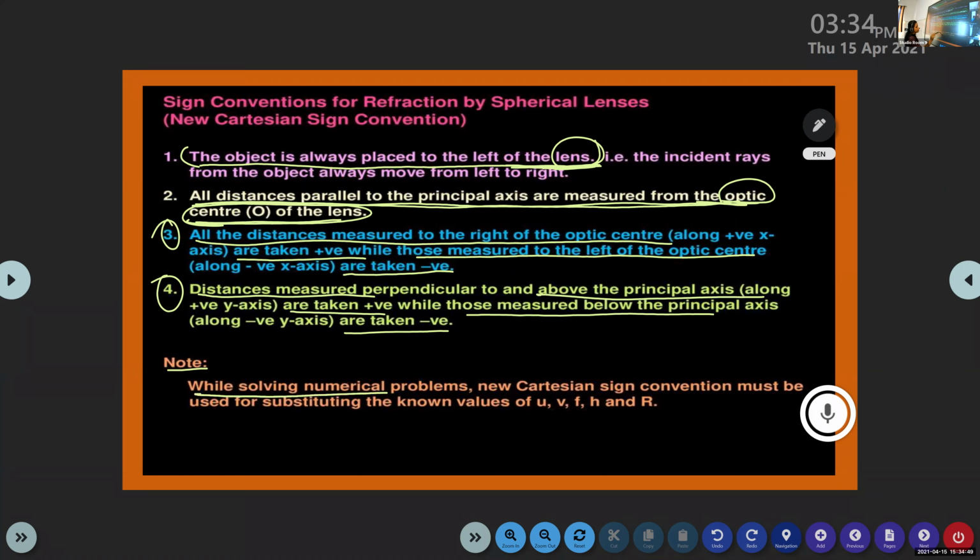While solving numerical problems, the New Cartesian sign conventions must be used for substituting the known values of u, v, f, h, and r, where u is the object distance, v is the image distance, f is the focal length, h is the height of the object, and r is the radius. Okay, students, according to sign convention, what about the sign of u? U is the object distance. What about the sign of u?